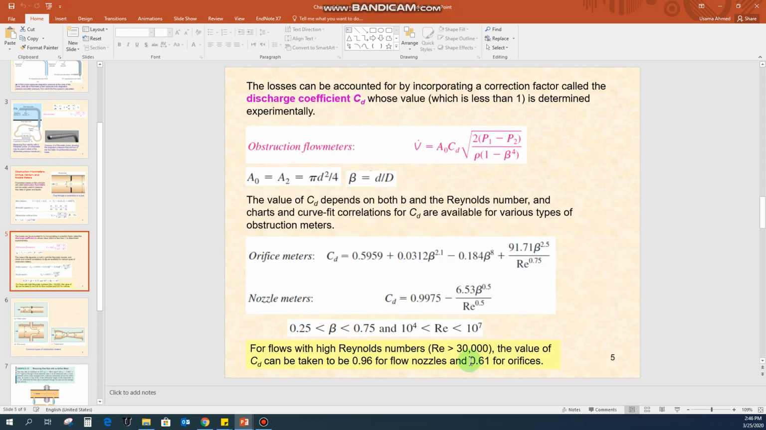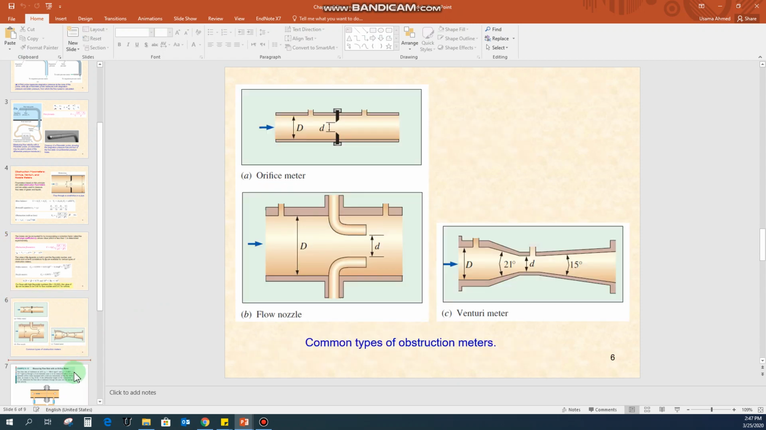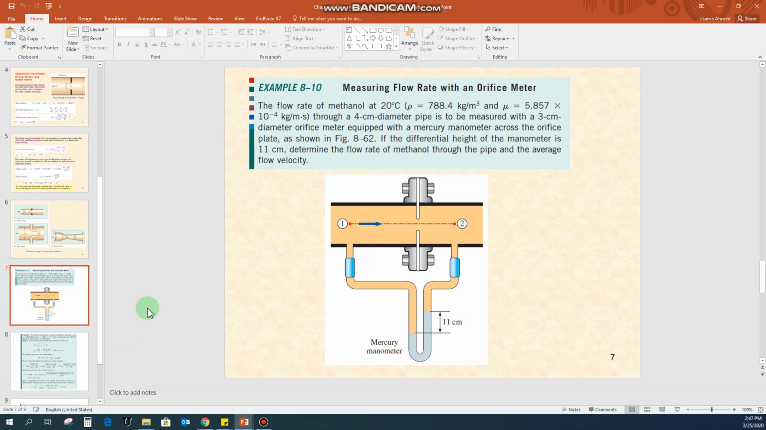Okay, so here you can find the values for the orifice meter and also for the flow nozzles. For the venturi meter, the value of the discharge coefficient is 0.98, which you can use in your examples and numericals. Now let us solve this example that will conclude this chapter.